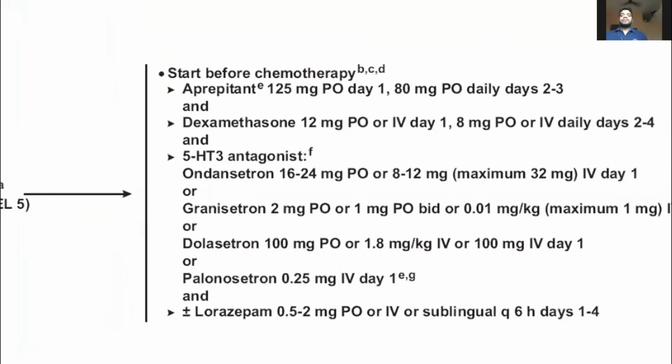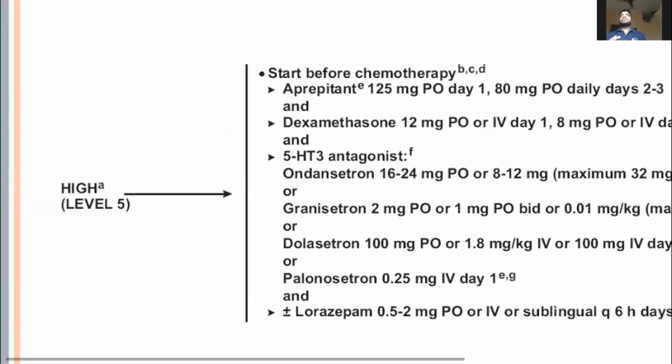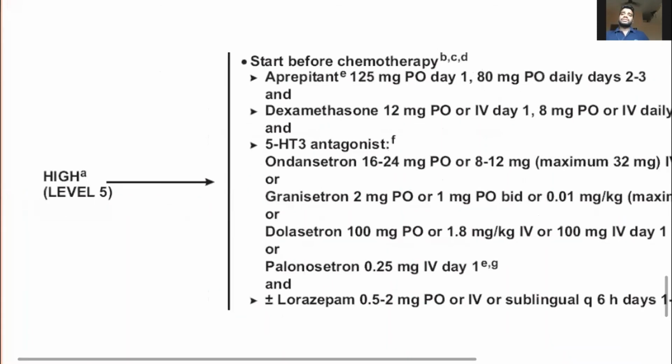And dexamethasone 12 milligram per oral or IV on day 1, then 8 milligram per oral or IV daily on days 2 to 4, and then a 5-HT3 antagonist, maybe ondansetron, granisetron, dolasetron, or palonosetron, with or without lorazepam. Because these are highly emetogenic antineoplastic drugs, you are combining many drugs before starting the chemotherapy.